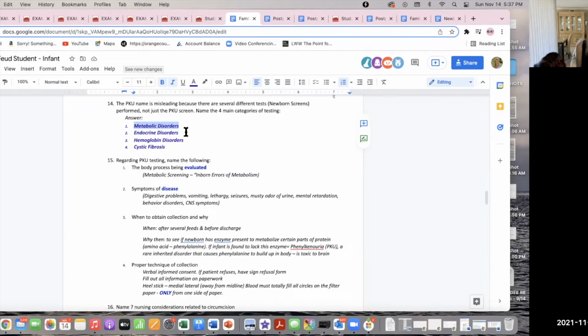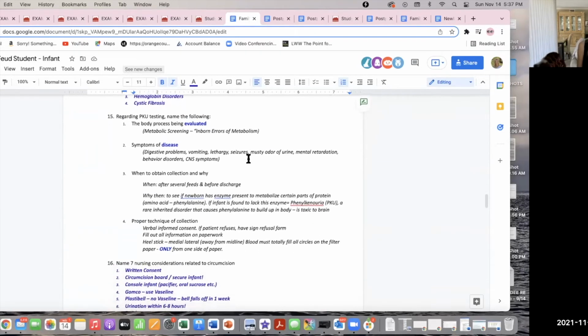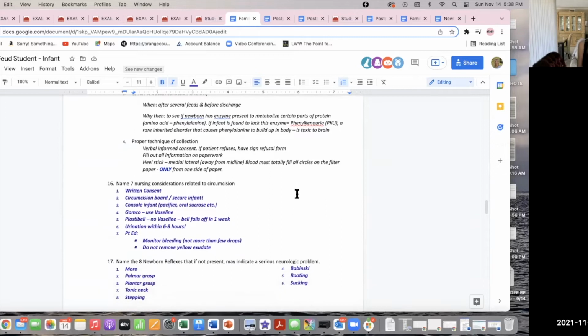Okay. An endocrine disorder, we find out if there's a thyroid issue right at birth, we find it out right away so that we can get that baby on thyroid supplementation so that, number one, he grows normally because the thyroid is the gland that helps you grow, and that it doesn't cause any developmental issues or other physical issues. Okay, hemoglobin and cystic fibrosis. All right, so just things you need to understand about the PKU or the newborn screen.